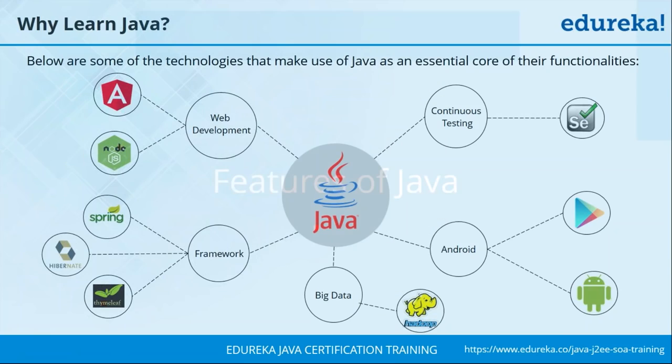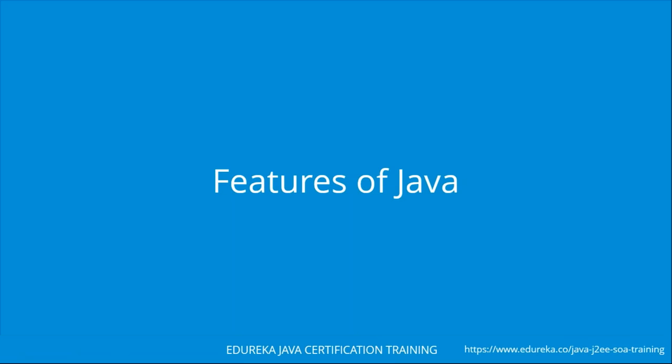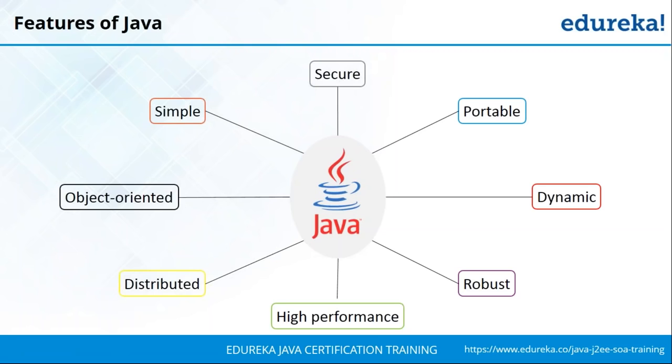So let's move forward and talk about the various features that Java has to offer. Now, when we talk about the features of Java, this is also called the buzzwords of Java. So these are the most essential features which have made Java the most popular programming language of the industry today. So we'll be talking about each of them one by one. Let's move forward and discuss that.